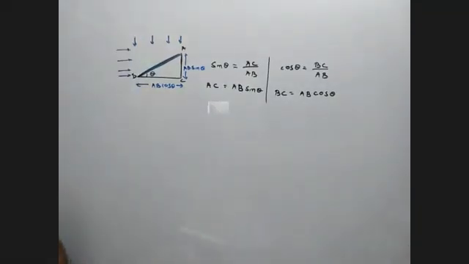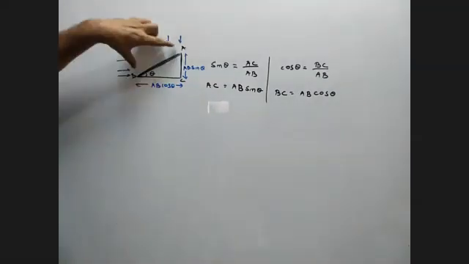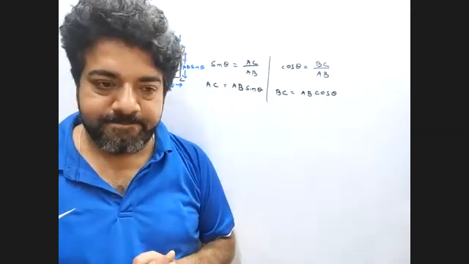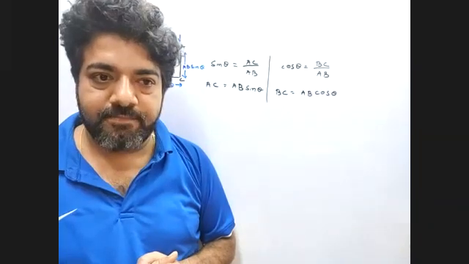Let me repeat once. If this is your hypotenuse, perpendicular with the base sin theta. Is it okay? Along the base cos theta, perpendicular with the base sin theta.